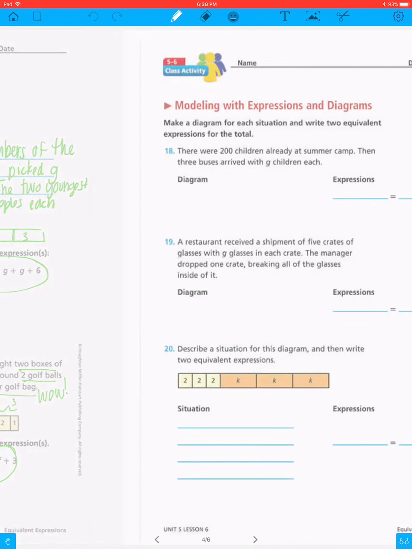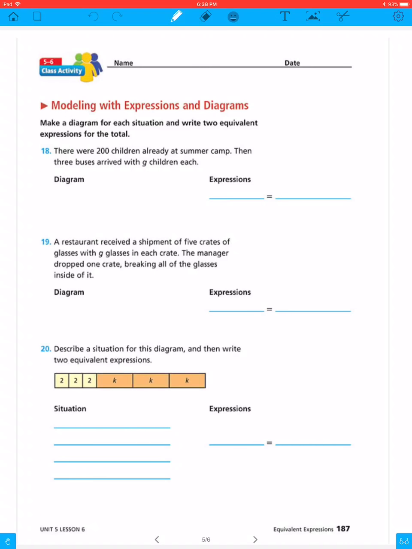We're going to move on to page 187, and we're going to be modeling and writing expressions that are equivalent. So, number 18, there were 200 children already at summer camp, and then 3 buses arrived with G children each. So I'm imagining 200 kids are already out there. I'm adding 3 buses of G children. So I know my diagram. I'm going to start with 200. The kids were already there.